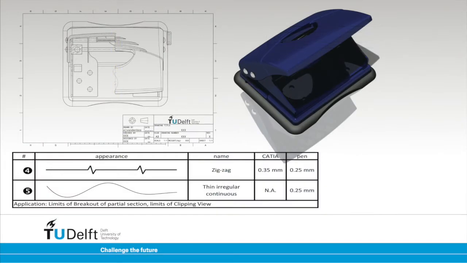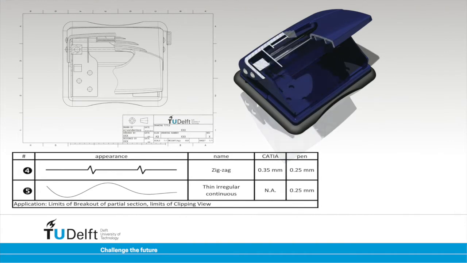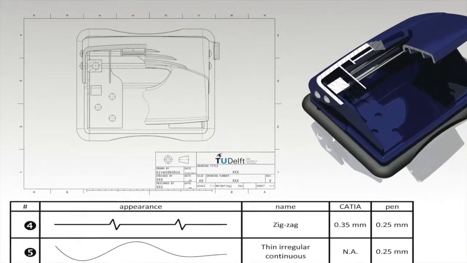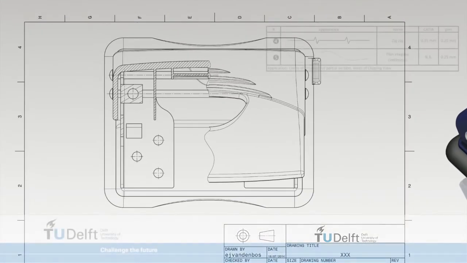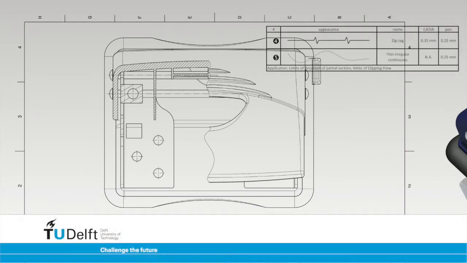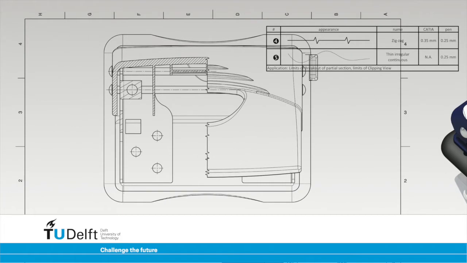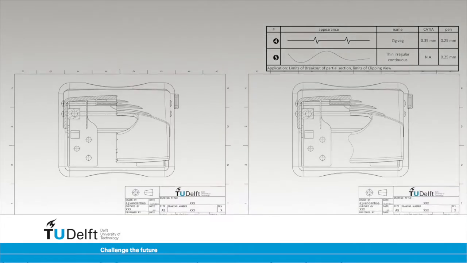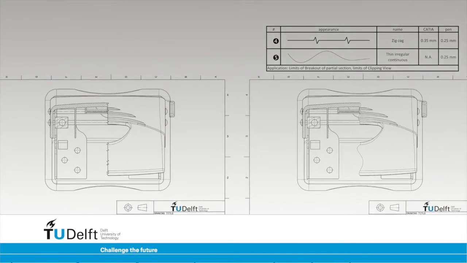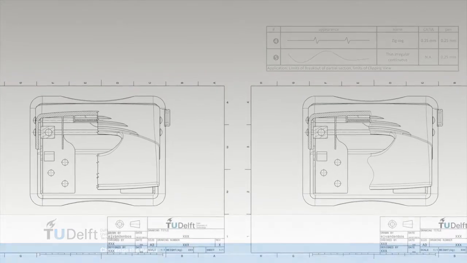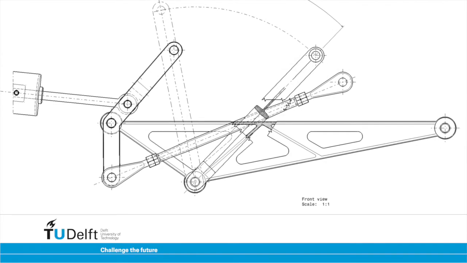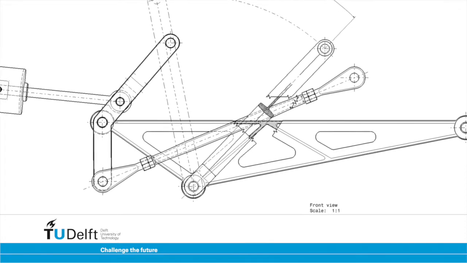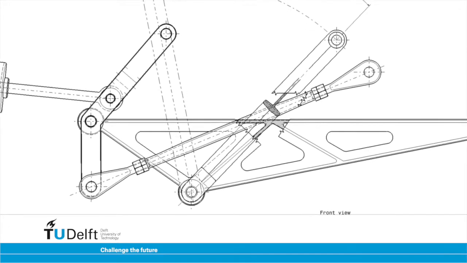Zigzag lines or thin irregular lines are used to limit partial section views. A thin irregular line was used when engineering drawing was done by hand, but computers cannot easily generate such lines. Thus, the zigzag line was introduced to meet this problem. Note, both line types are used for the same purpose. All items in engineering drawings beside visible outlines and contours are drawn with thin lines.